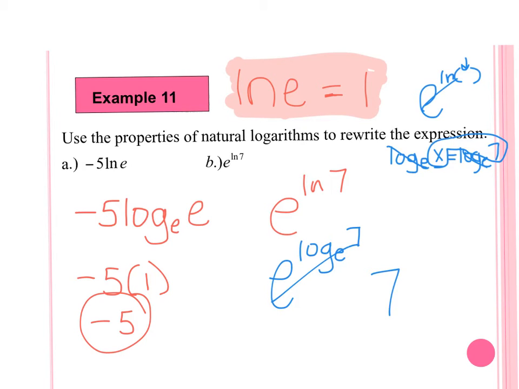Yep. How'd you get e log? So ln is like log e. Ln. So ln is log e. Those are the exact same things. They just shorten it.